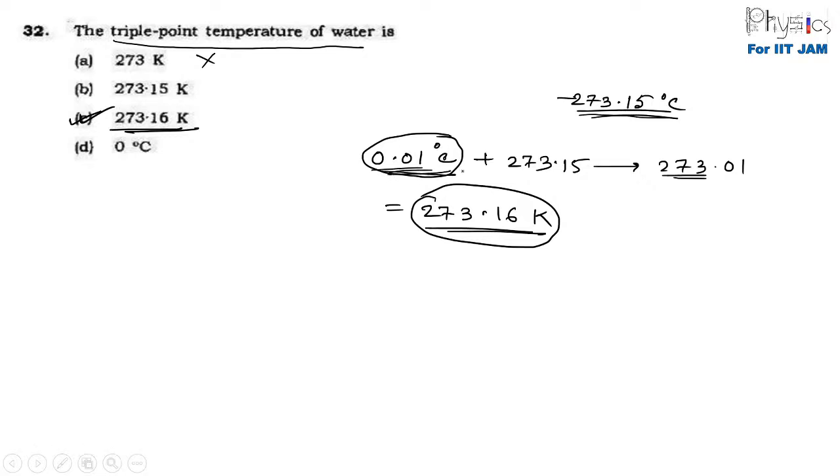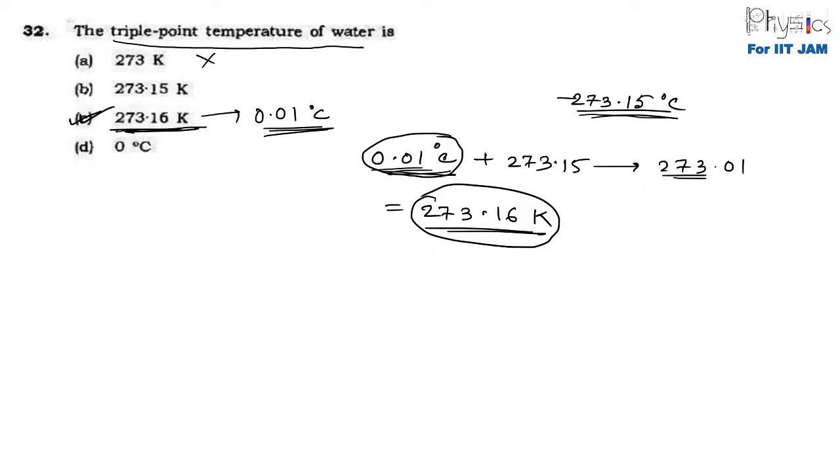In your question, it may ask like 0.01 degrees Celsius, it can be replaced by 0.01 degrees Celsius, right? So you need to know both the values, that is in Kelvin scale and in Celsius scale. It is 0.01 degrees Celsius in Celsius scale, and in Kelvin scale it is 273.16 Kelvin. So is it clear?